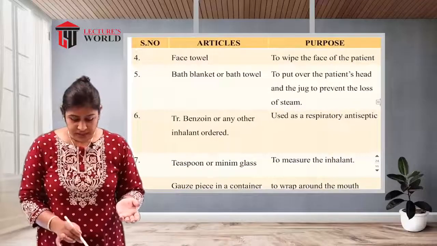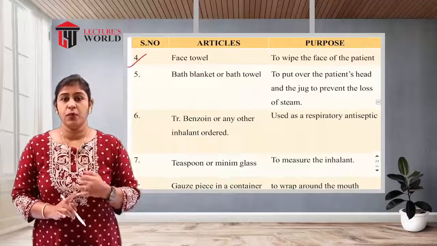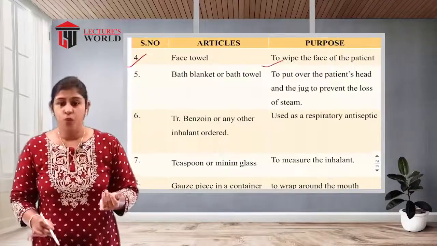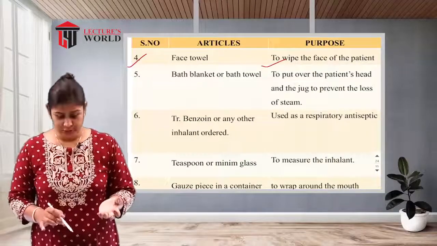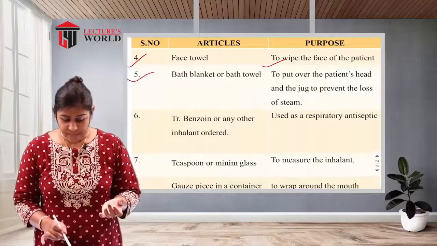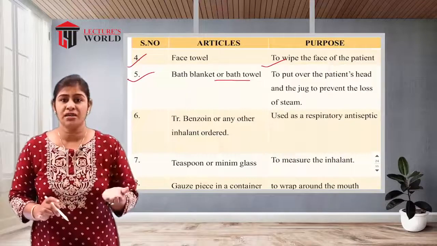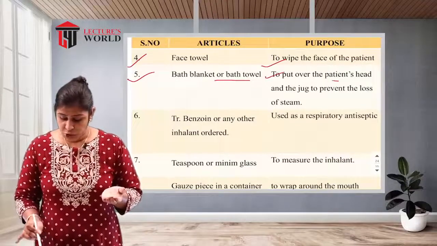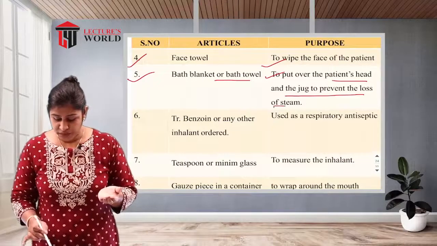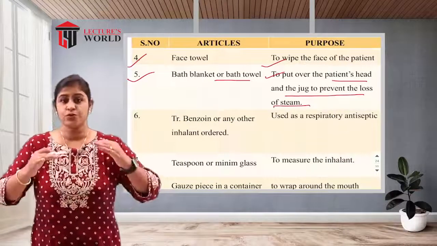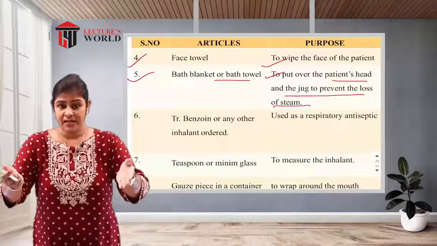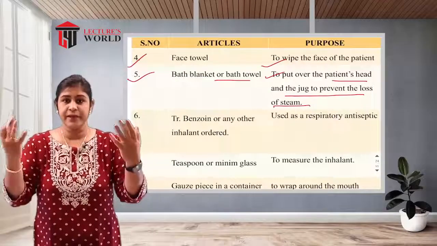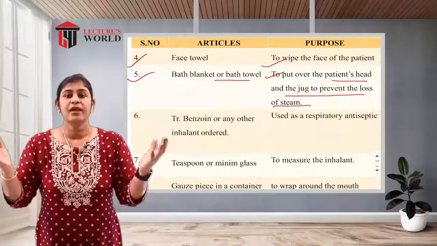Fourth article that we need is a face towel. Why do we need a face towel? To wipe the face of the patient. Next, we require a bath blanket or a bath towel. Why do we need a bath blanket or a bath towel? To put over the patient's head and the jug to prevent loss of steam. So that we can put this bath blanket or bath towel over the patient's head and prevent the heat loss.